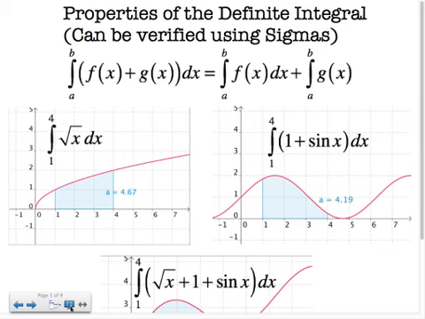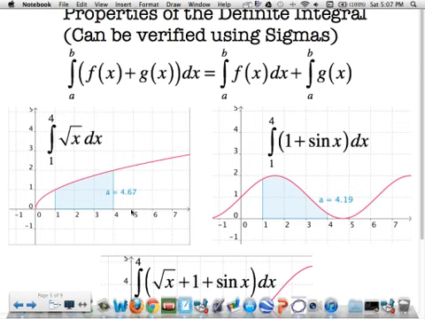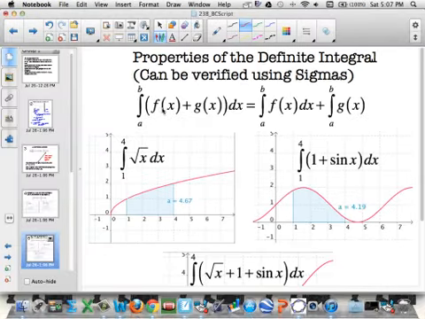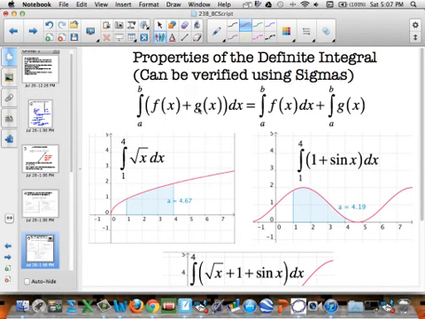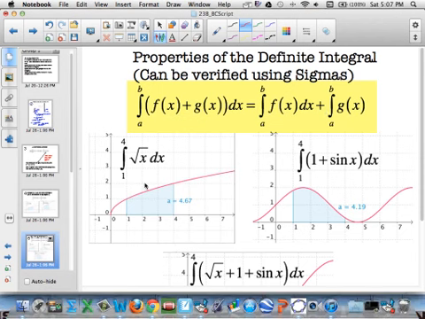The second property says that if I have the integral of a sum of 2 functions, I can make this the sum of 2 integrals. So, what does that mean?